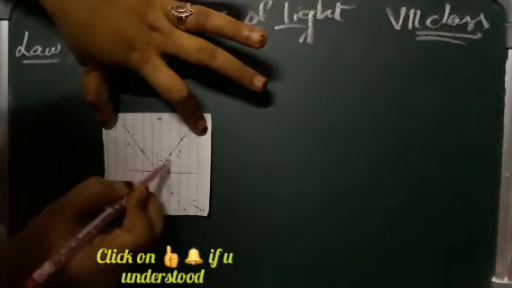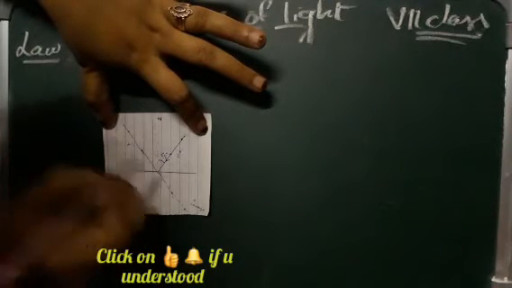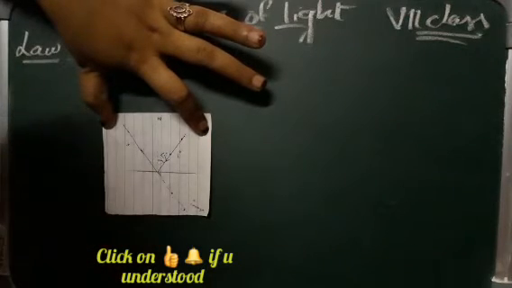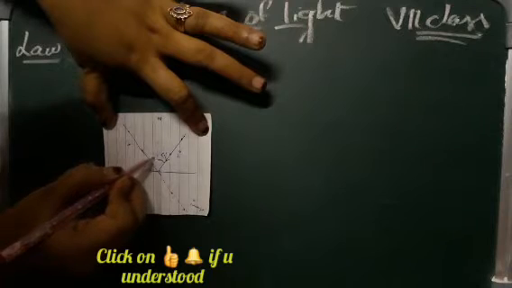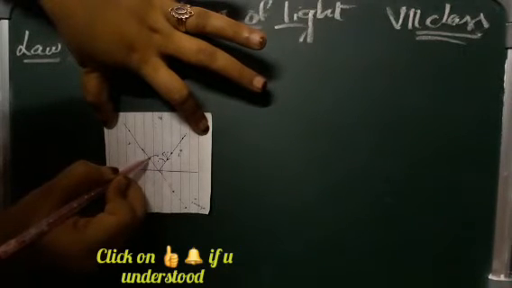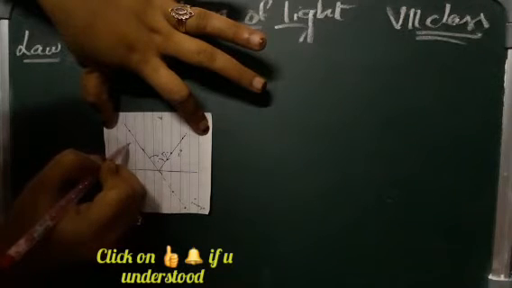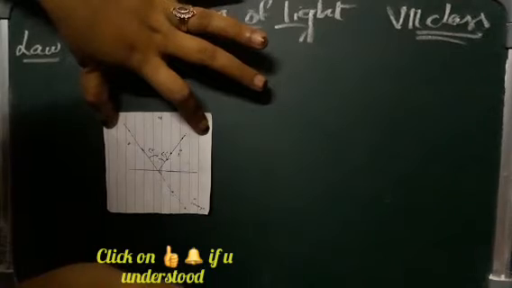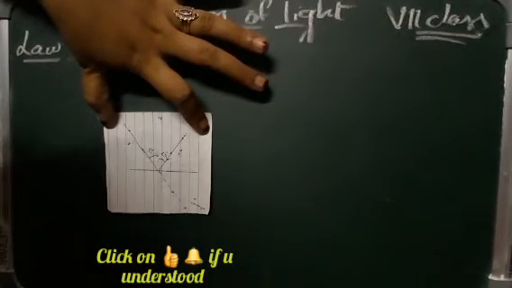Whatever angle you find here, this is called the angle of incidence, isn't it? The angle from the normal to the incident ray is nothing but your angle of incidence, and the angle from the normal to the reflected ray is nothing but your angle of reflection, isn't it? So this is your angle of incidence, and this is your angle of reflection.